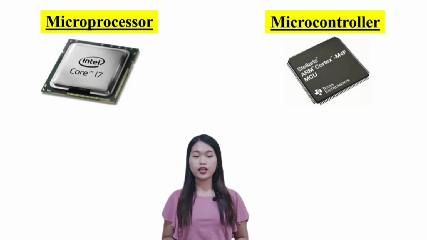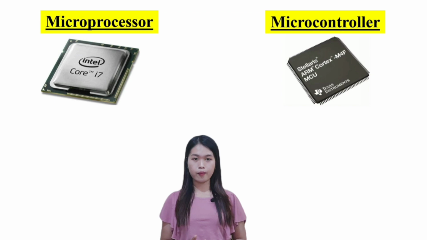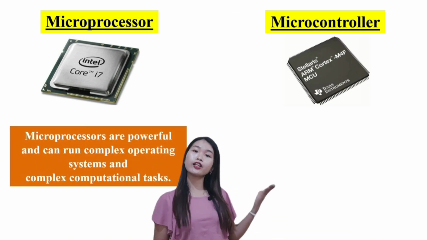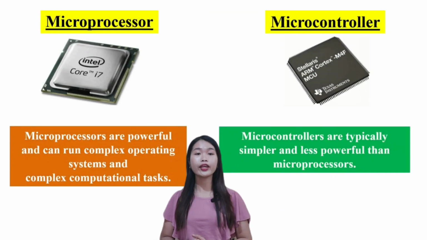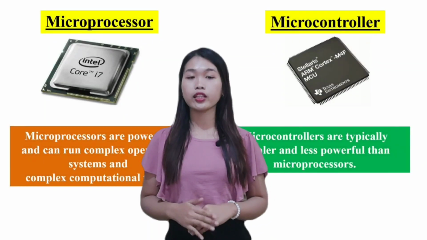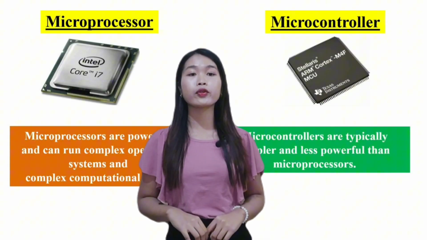In terms of complexity, microprocessors are powerful and capable of running complex operating systems. They are also capable of handling complex computational tasks. On the other hand, microcontrollers are simpler and less powerful than microprocessors. Microprocessors are powerful and complex because they are capable of handling external timers and memory devices.